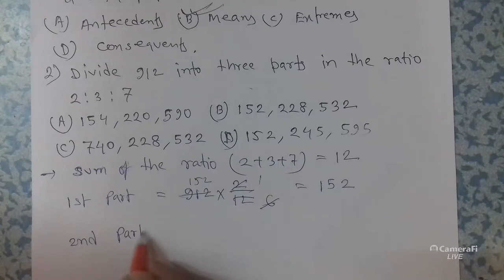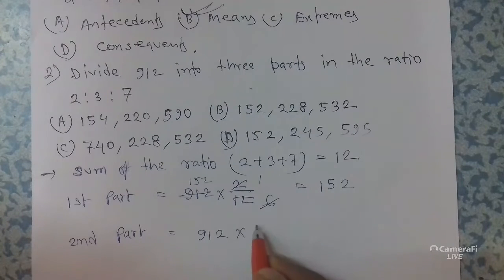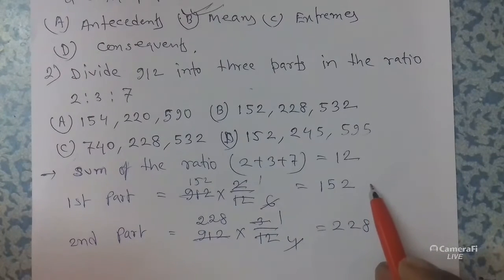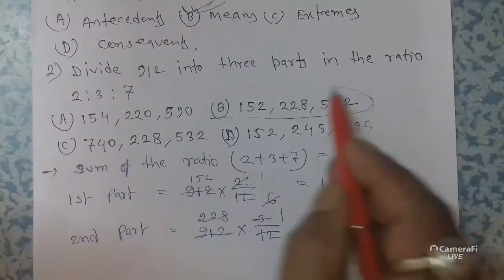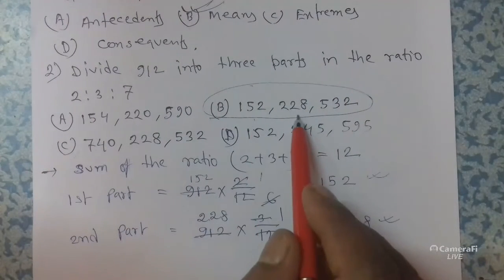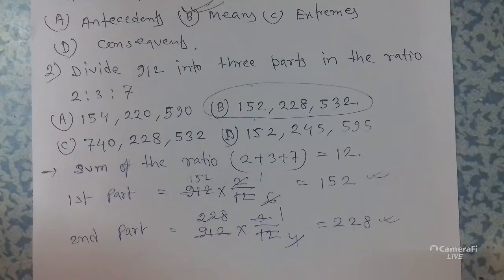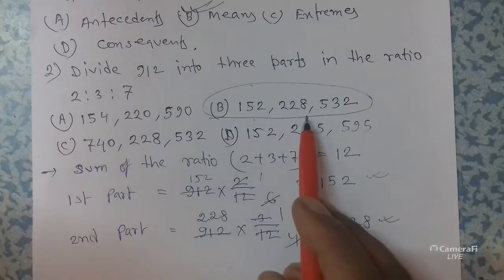Second part, 912 into 3 by 12, because 3 is the second part. So calculate it, it will be 228. So first part is 152, second is 228. So here you can see 152 and 228. You need not find the last one, because 532 will definitely come. So first two match, that means this option is correct.